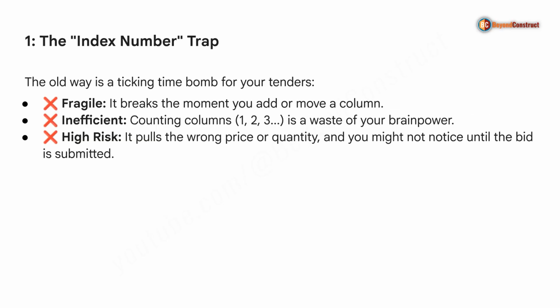VLOOKUP relies on a static index number. It's a trap. When you add a new column for remarks or taxes in your rate sheet, VLOOKUP doesn't shift with you. It stays locked on that old column, pulling the wrong data without warning. You submit the bid, and only then do you realize your material rates are catastrophic. It's a ticking time bomb for any modern QS.